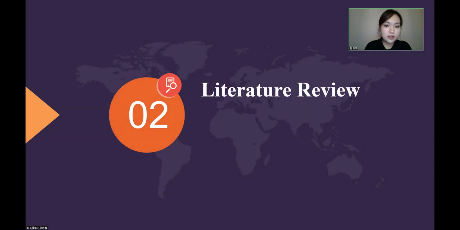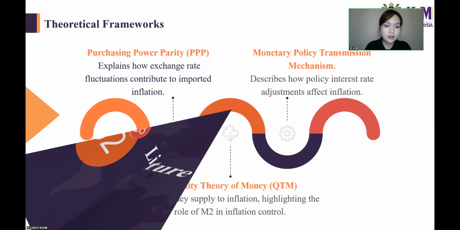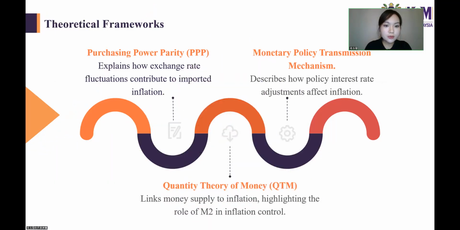Let's move on to the theoretical foundation of the literature review. The research is built on three key economic theories. Quantity theory of money. It links money supply to inflation, emphasizing the role of M2 growth. Purchasing power parity. It explains how exchange rate fluctuations contribute to inflation through import prices.